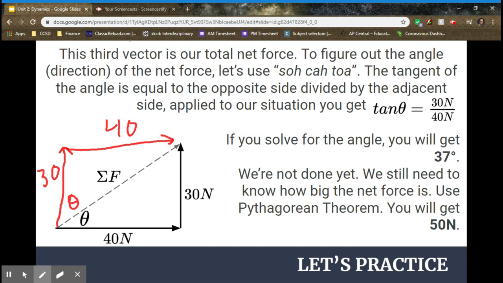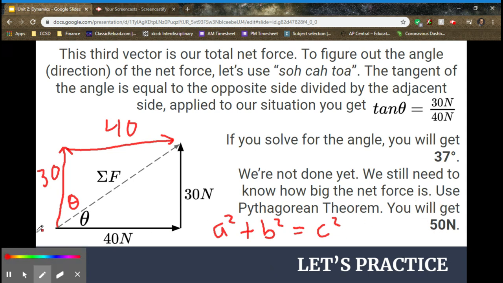You got to use Pythagorean's theorem. In case you've forgotten, Pythagorean's theorem is a squared plus b squared equals c squared. So 30 would be your a, you have to square it. 40 could be your b, square it. And then your result would be c squared. So do 30 squared plus 40 squared, then take the square root of that. If you do that, you'll get 50 newtons.